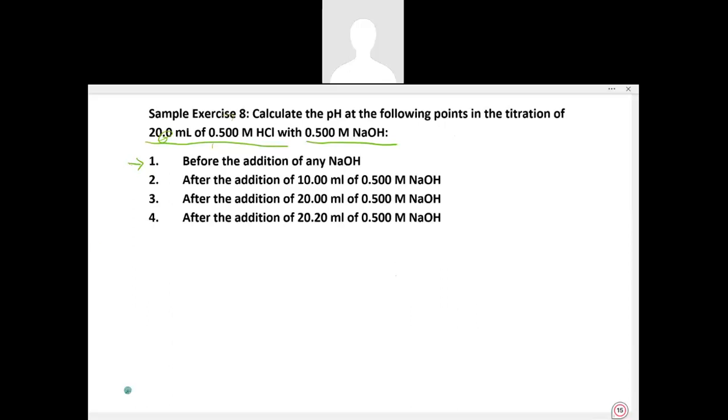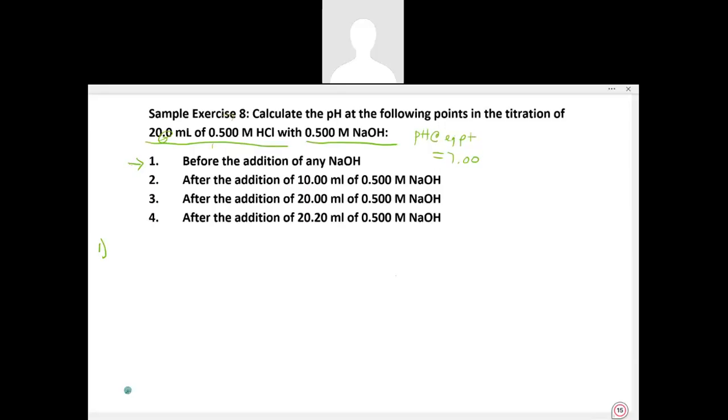So let's set up our calculation here. In this case, we have a strong acid being titrated with a strong base. Our pH at the equivalence point should be right around 7. So we can make a note of that. pH at equivalence point should be equal to 7.00.